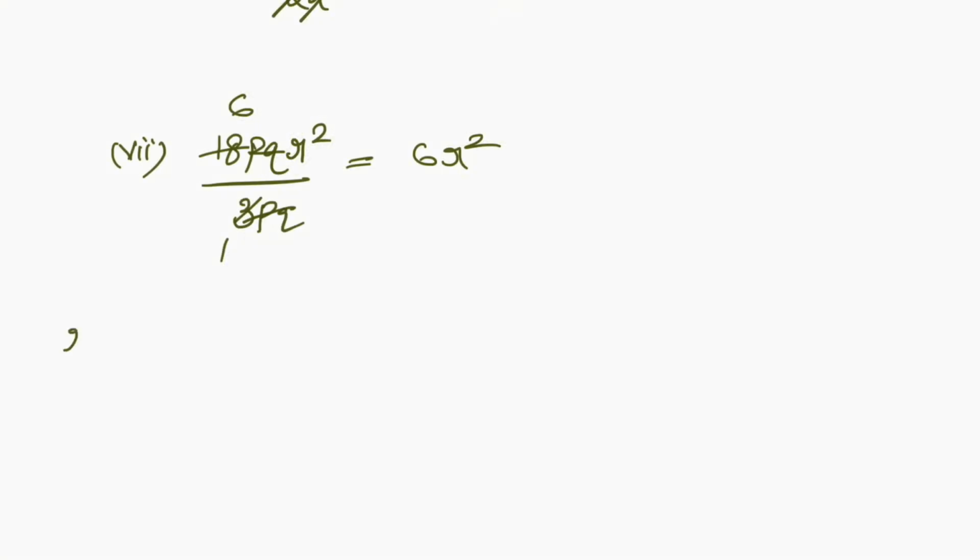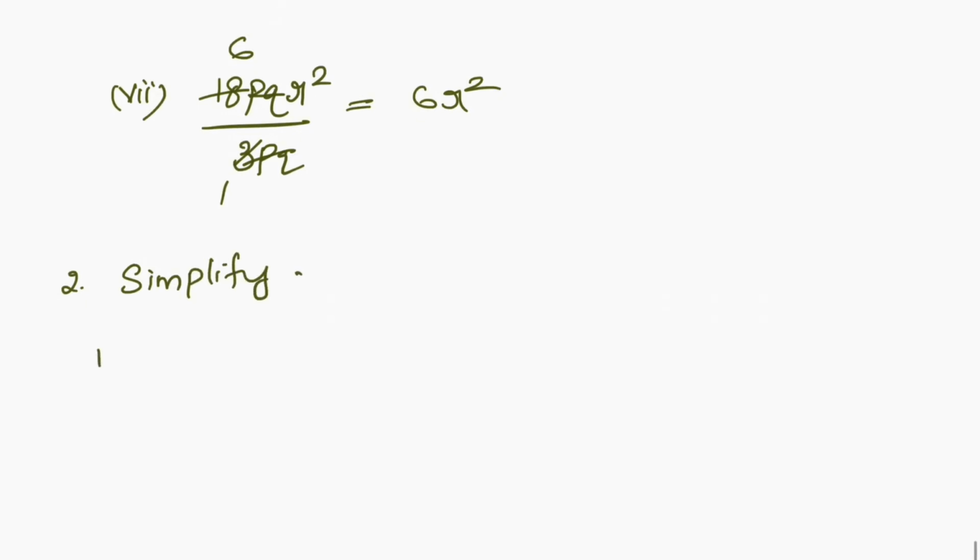Now coming to the second one, simplify. First sub question, we have 2x to the power of 5 divided by x square. X is getting cancelled, so you take 5 minus 2. How much will you get? 2x to the power of 3.